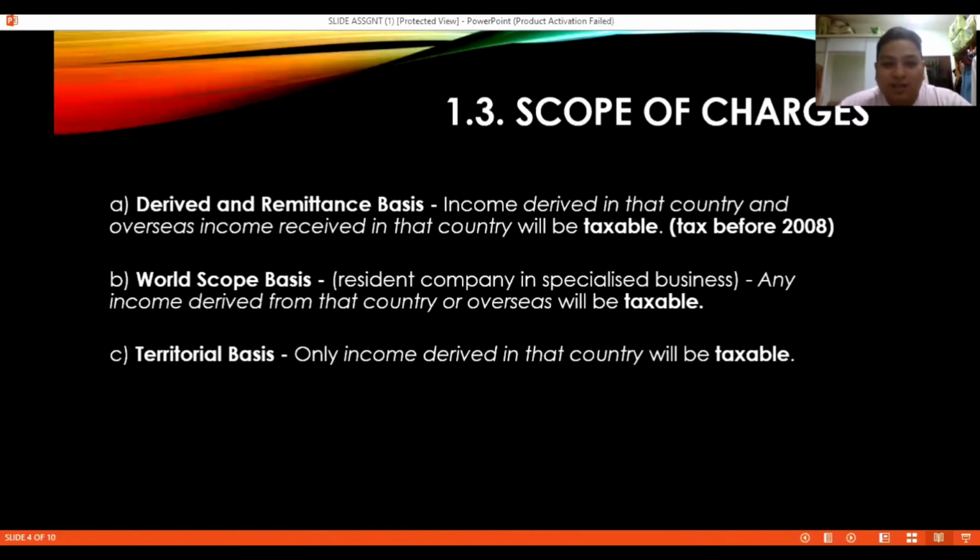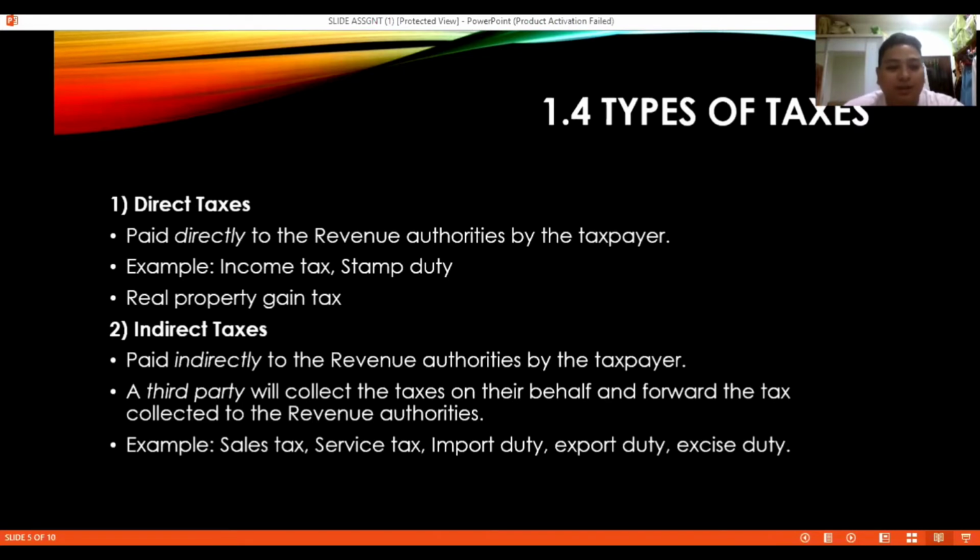Okay, scope of charges. A. Derived and remittance basis. Income derived in that country and overseas income received in that country will be taxable. This was the basis before 2008. B. World scope basis. A resident company, or specialized business, will have any income derived from that country or overseas taxable. C. Territorial basis. Only income derived in that country will be taxable.